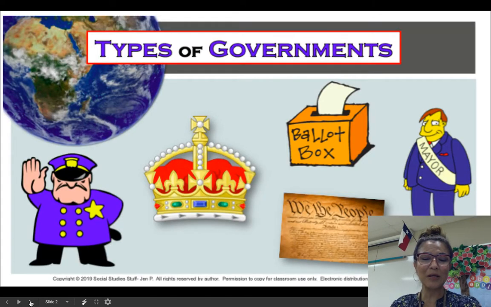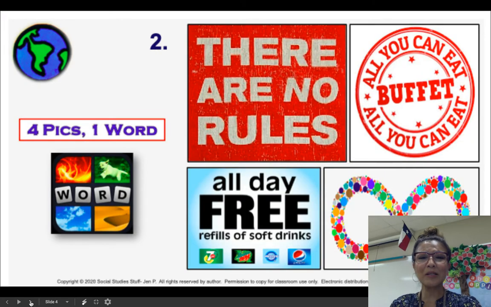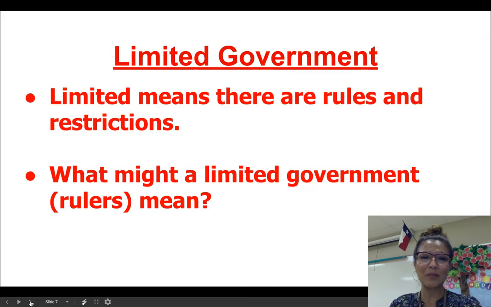So there's various types of government. I'm going to skip through this part because this is what we're going to be talking about in class. All right. So limited government means that there are rules and restrictions. So here that means that they're limited to what they can do. They just can't tell you, I want you to, I don't know, run 100 times around the campus. Well, the president can't do that, right? He can't tell us to run 100 times around the campuses. He is limited to what type of power he has.